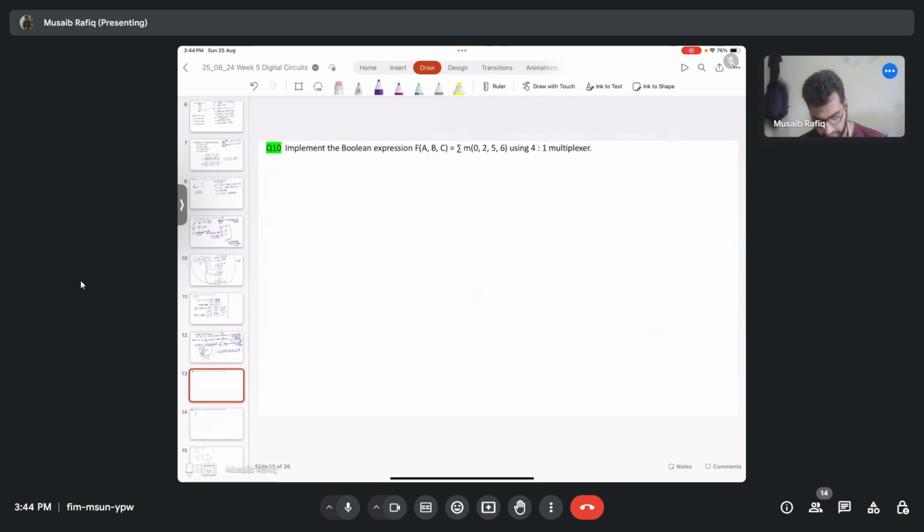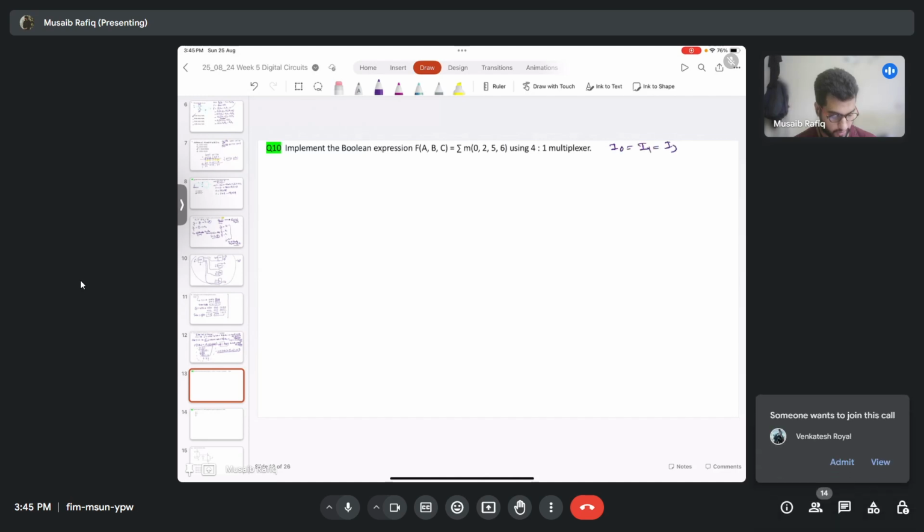So this question I kept for you guys. I'll just write some conditions for you first. Implement the Boolean expression f of a, b, c, sum of minterms 0, 2, 5, 6. So it's again a three variable function, but I'm asking you guys to implement it with a 4 to 1 mux. And also use b and c as select lines and a as your input to the mux. How will you write your answer? You write like I0 equal to, I1 equal to, I2 equal to, and I3 equal to, right?